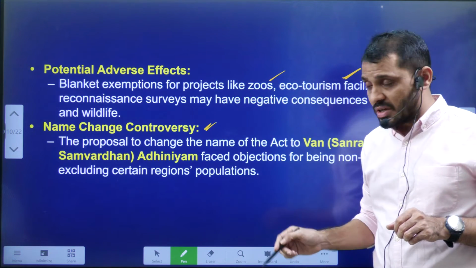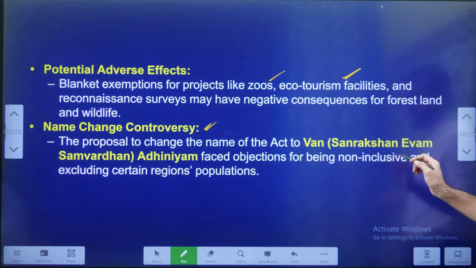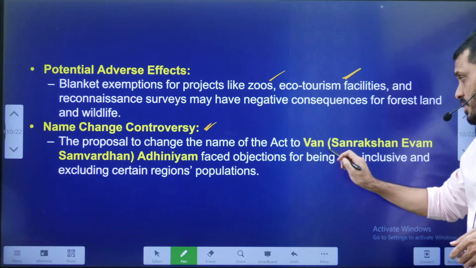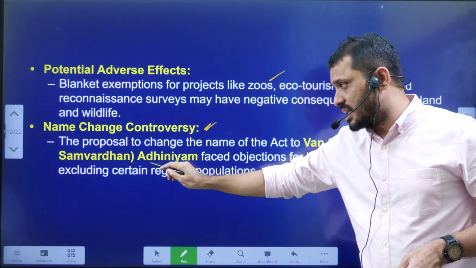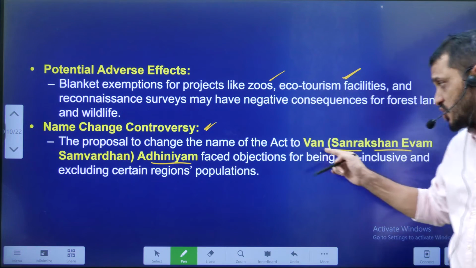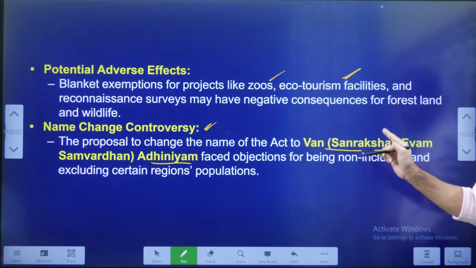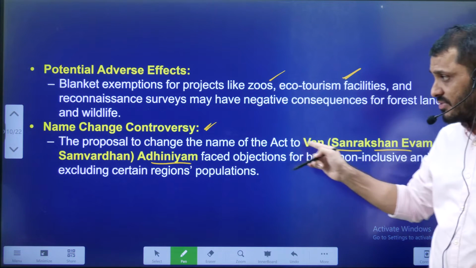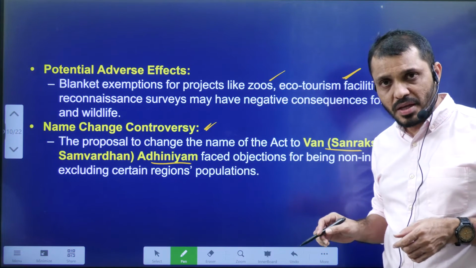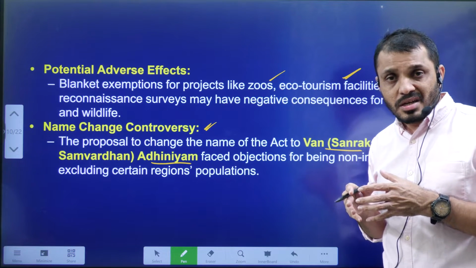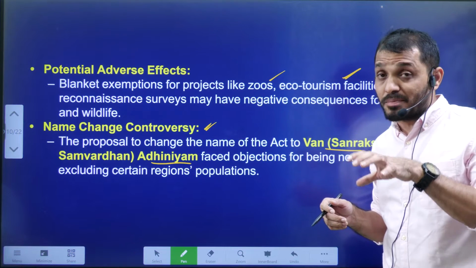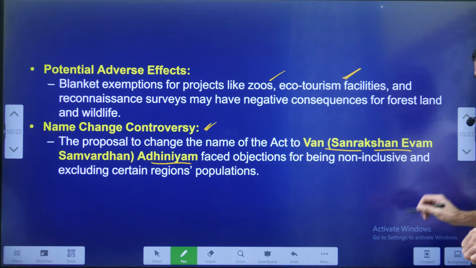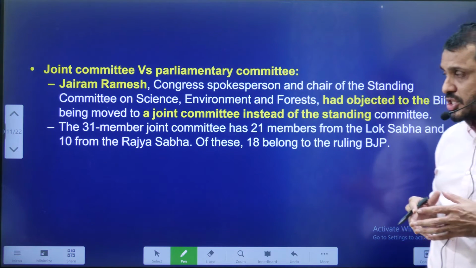And the name changing controversy. Now the Forest Conservation Act is changing to Van Sanrakshan Evam Samvardhan Adhiniyam. This act is changing to an Adhiniyam. The complete name is Van Sanrakshan Evam Samvardhan Adhiniyam. So people are saying that the secular nature of the forest law is being changed and it is toward one particular religion. This is also one of the criticisms on the name changing.